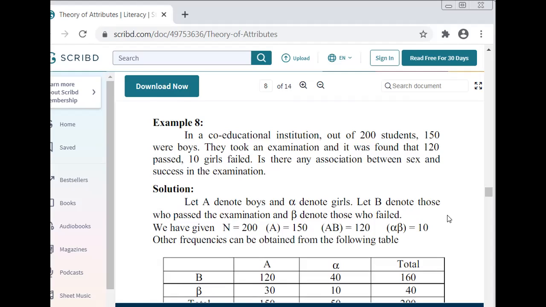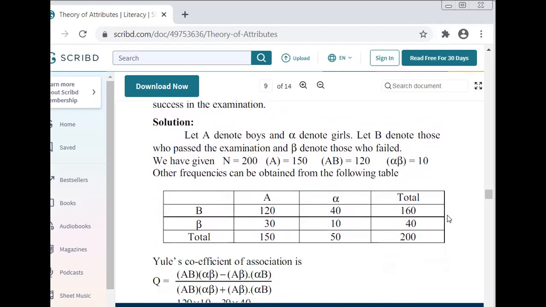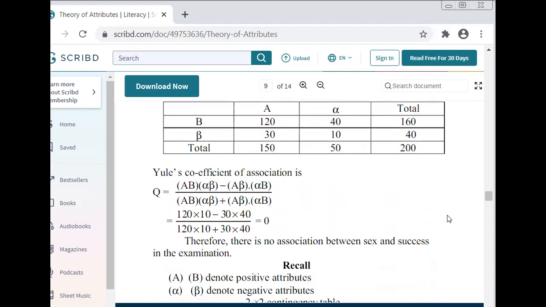Okay. So now let capital A denote boys and alpha denote girls. Let capital B denote those who passed the examination, and beta denote those who failed. So now here capital N equal 200. The total boys 150. Then boys who passed is 120. Then alpha beta means how many girls failed. So with the help of known values, you have to find the remaining unknown values using the contingency table formulas. Now all these values you have to substitute in the formula.